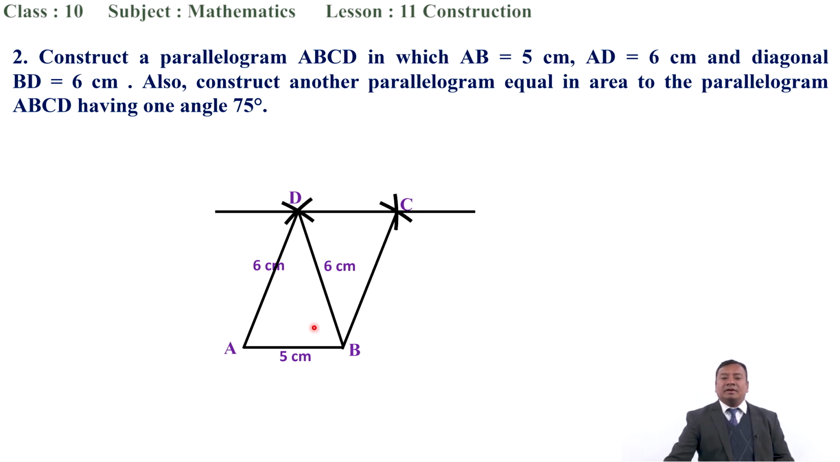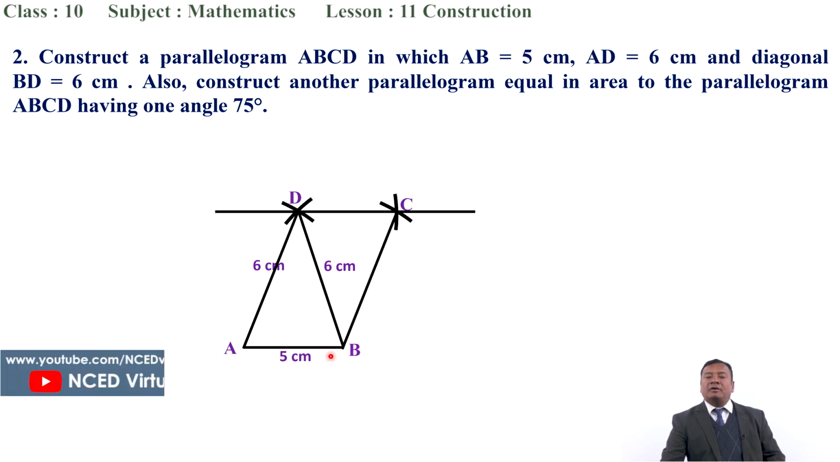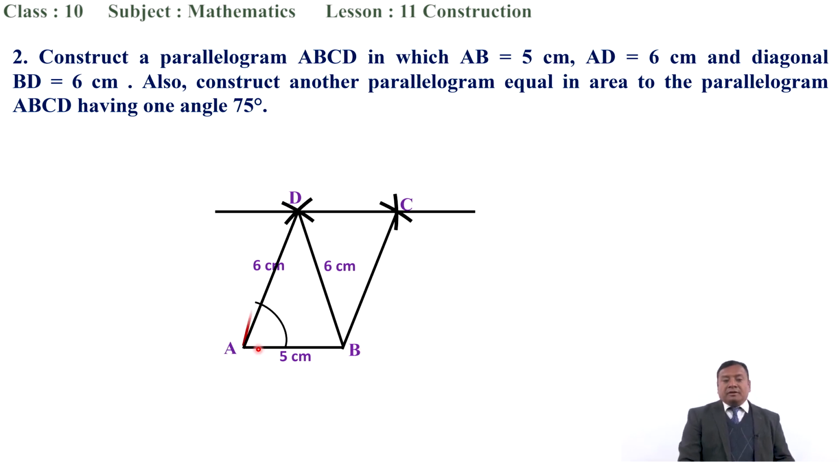Here I tell you, either at A or B you can make it anywhere. Now, at point A you can make a 75 degree angle, and we know that the opposite side must be equal. So from this point, M, the 75 degree angle intersects the given line.